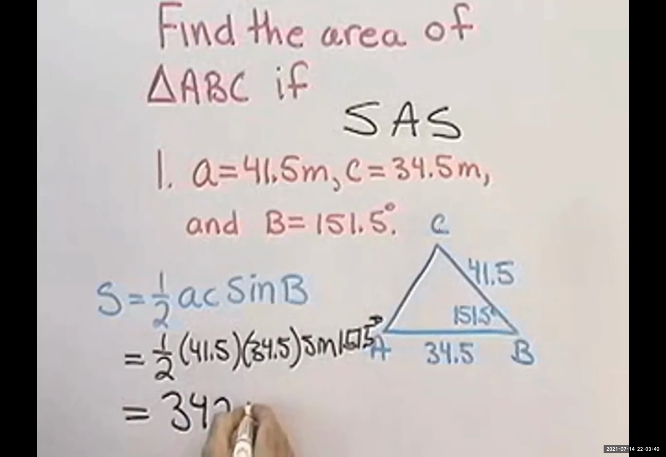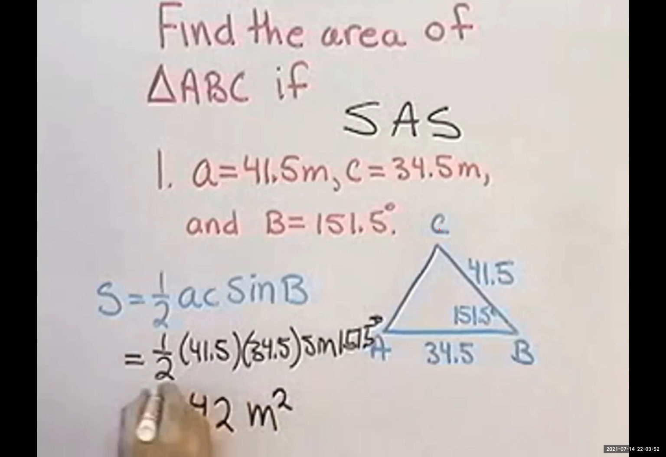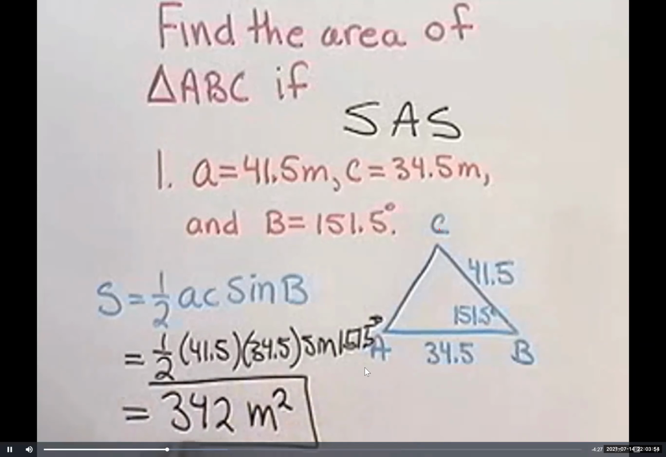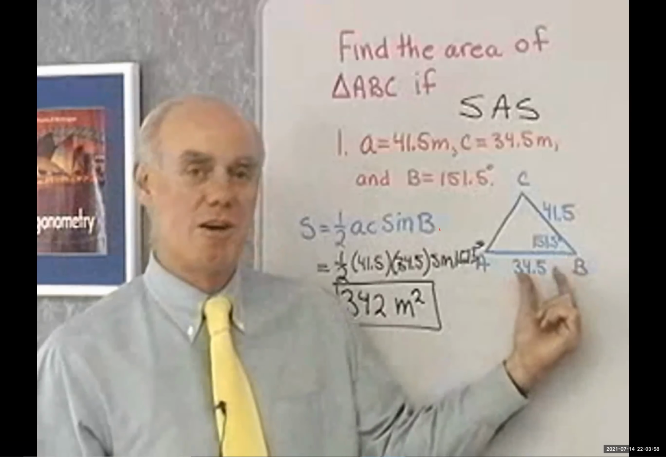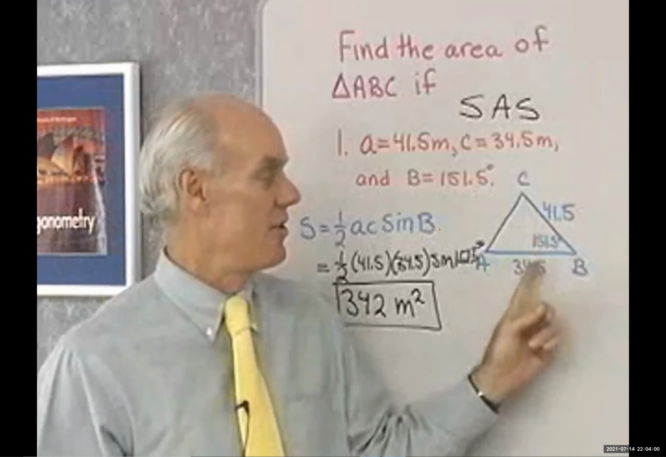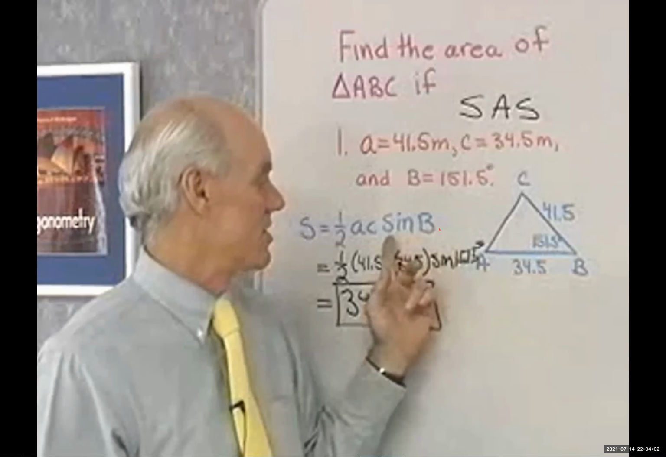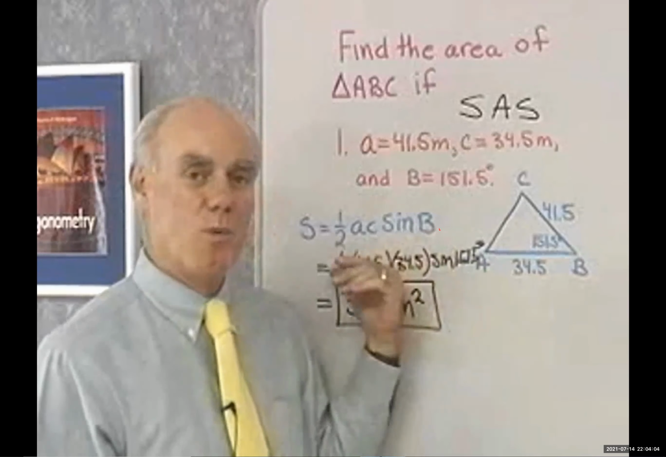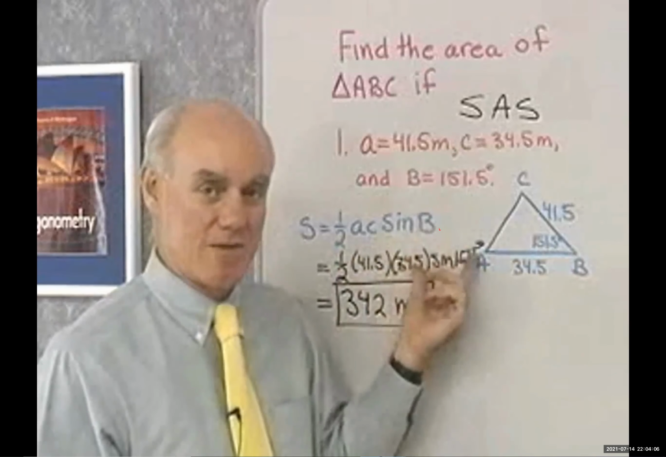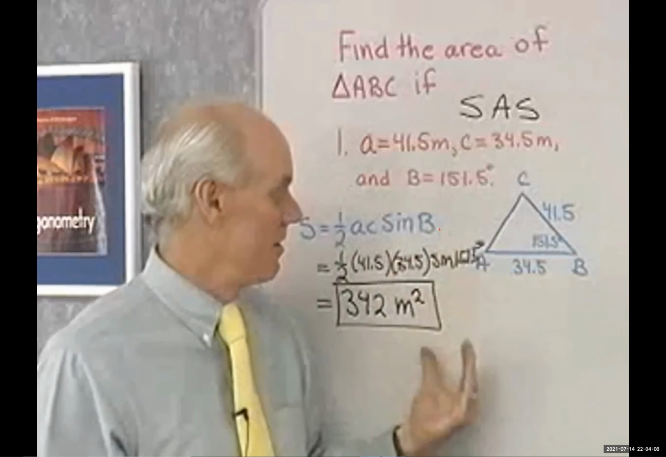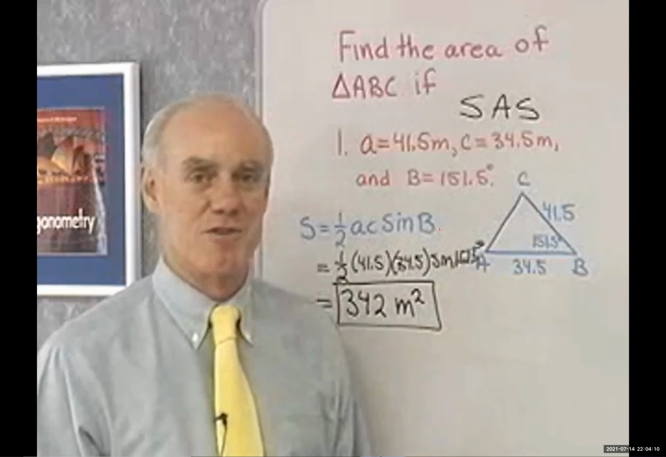And my units were meters, so it's going to be square meters. So the area of that triangle is 342 square meters. I look at the situation right here. I find out it's a side angle side situation. I know that's going to refer to this formula right here: 1/2 the product of the two sides times the sine of the angle between them. The formula and the area of that triangle just falls right out.